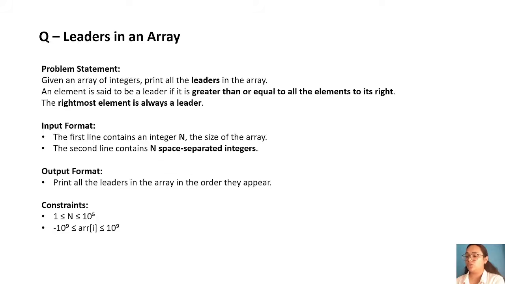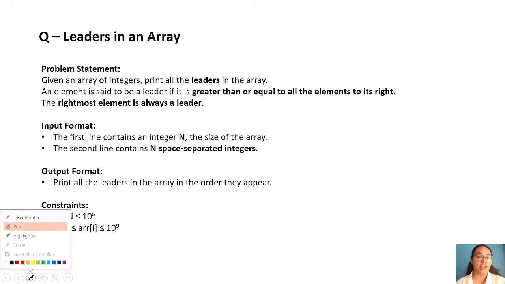Let's go through the question, what the problem statement says, then we'll see the input format and output format, and then we are going to continue. So the first question is leaders in array. The problem statement says that you are given an array of integers, and you have to print all the leaders in the array. Now, what is the meaning of leader? Let's try to understand that.